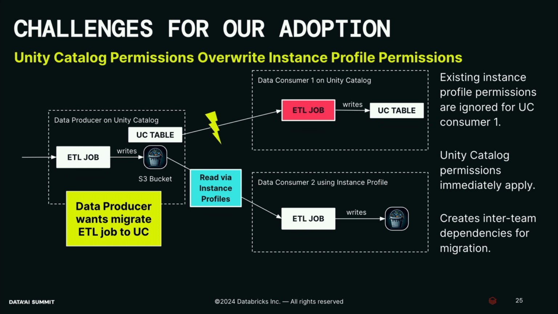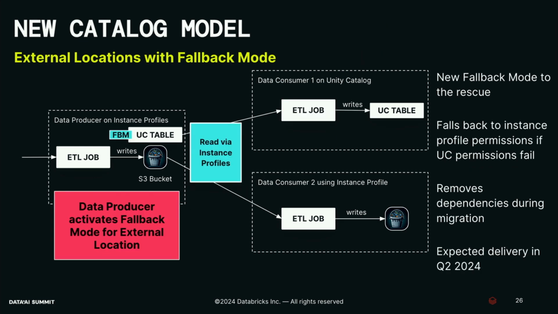So the idea here is, this is a new feature. I think it will be delivered in Q2, which is called fallback mode. This is a cool idea. So you can activate fallback mode on an external location. And if you create a Unity Catalog table in this external location, and someone with Unity Catalog enabled tries to read this table, then the first thing the algorithm does is it tries to check whether you have permissions on Unity Catalog to read the table.